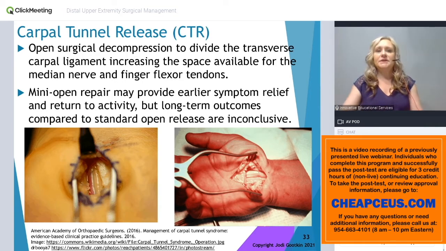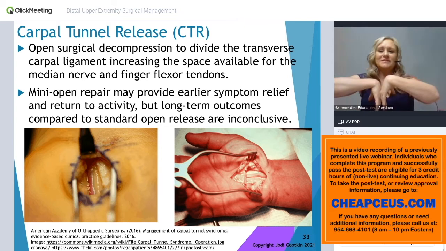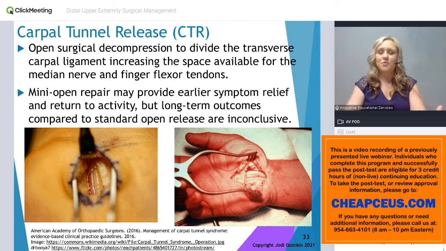This can be done in several different ways. One option is for the physician to go in and do a complete open procedure, like we see on the right-hand side here. The first to do the carpal tunnel surgery was Dr. Phalen, and his name may sound familiar, right? We know our Phalen's test to test for the compression. He actually did this back in the 1950s for the first time.